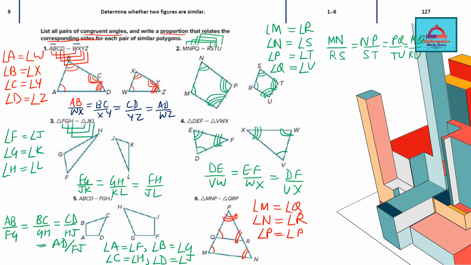So now the proportionality of sides, so I'm going to change color, MN over QR is equal to NP over RP is equal to MP over QP. So this is going to be the final answer for this question.